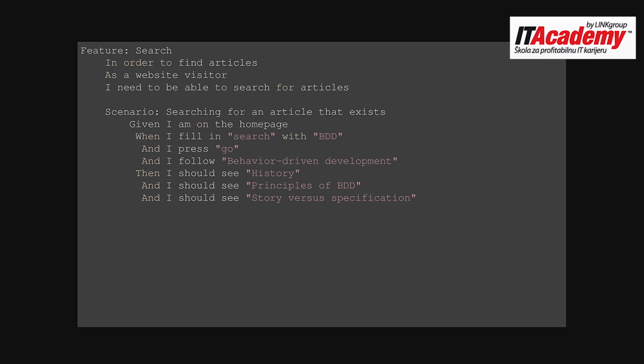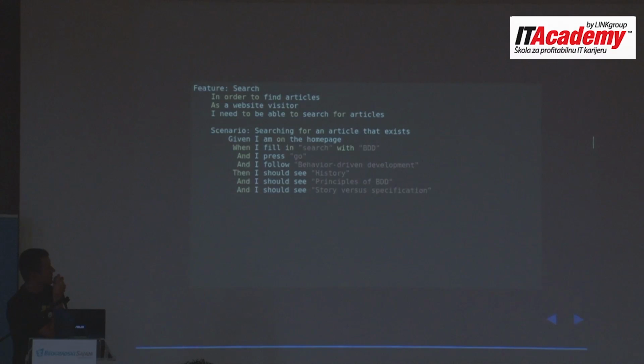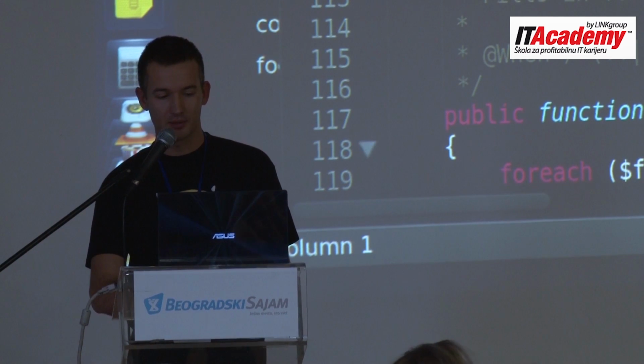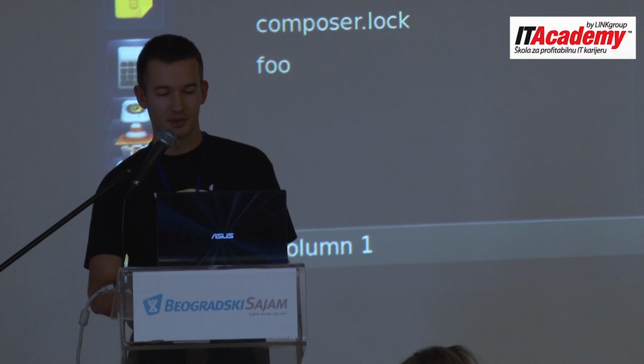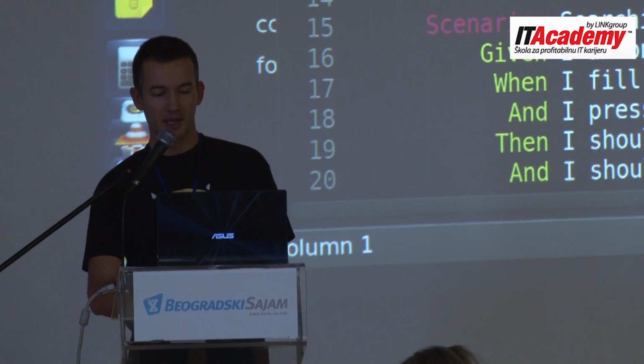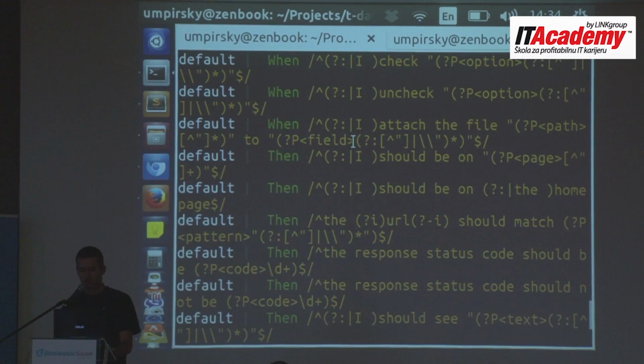So here is the description for the Wikipedia search feature. In order to find articles, as a website visitor, I need to be able to search for articles. And the scenario is simple. I just go to the home page, fill in the search field with BDD, press go, follow this link, and I should see this text. So here's the scenario I just described. I have it here, and I will try to run it now, so fingers crossed.